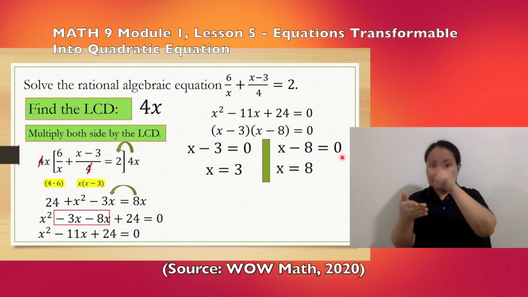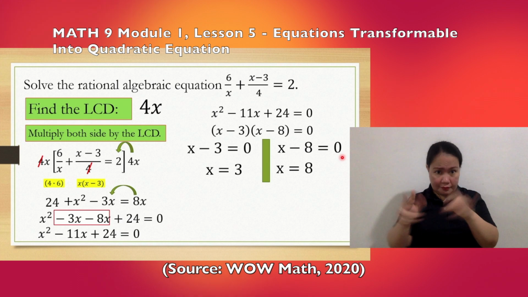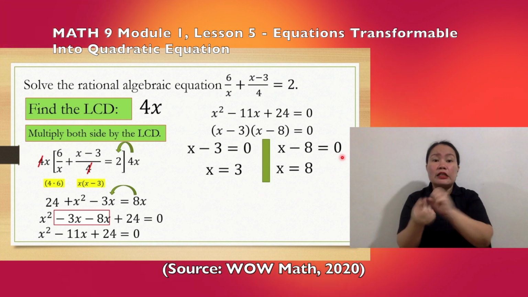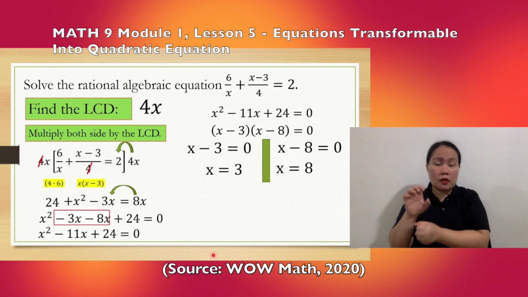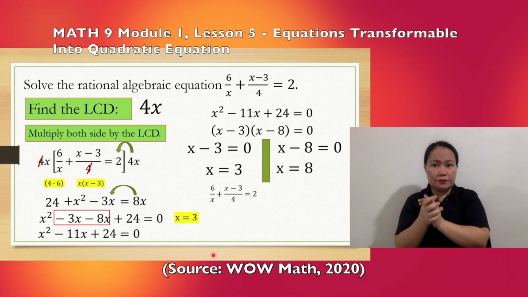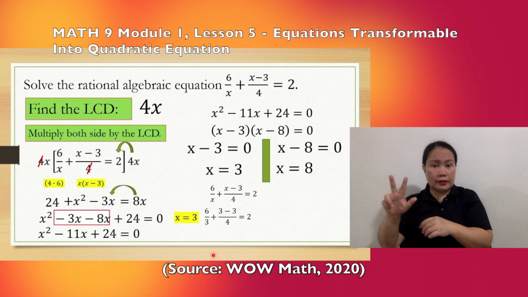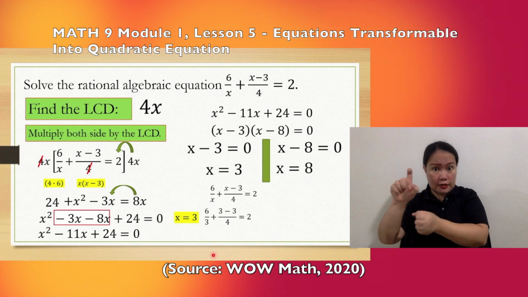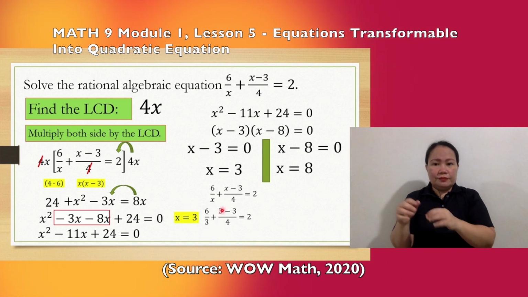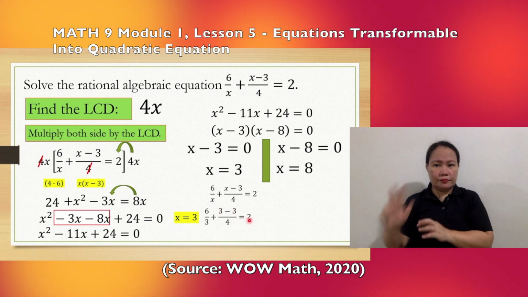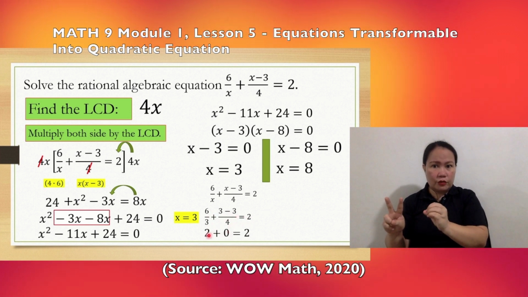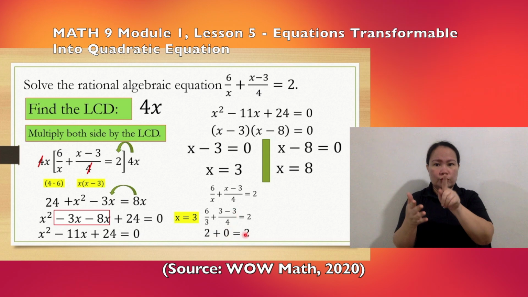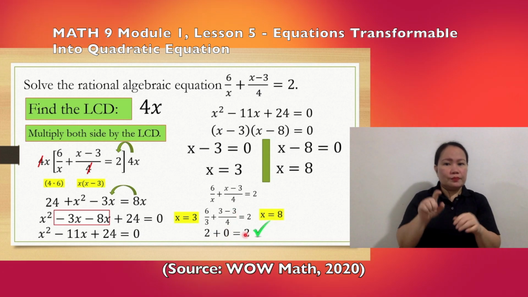Again, para ma-check natin na yung 3 at 8 is a part of the solution, we're going to substitute the 3 and 8 sa original equation. So first, substitute natin si positive 3 sa original equation. So 6 over 3 plus 3 minus 3 over 4 is equal to 2. 6 over 3, that is 2. And 3 minus 3 is 0 over 4, that is 0. So 2 plus 0 is equal to 2. So this is true.